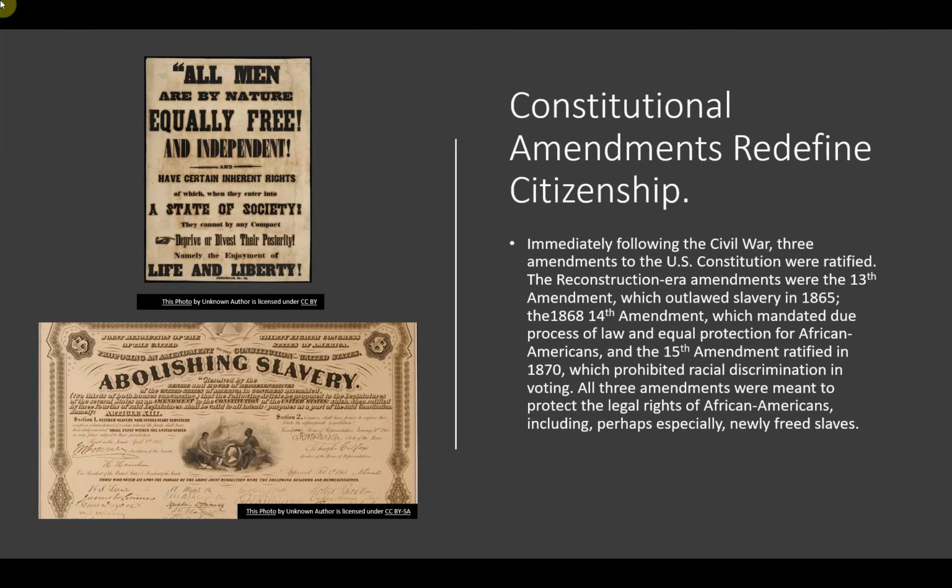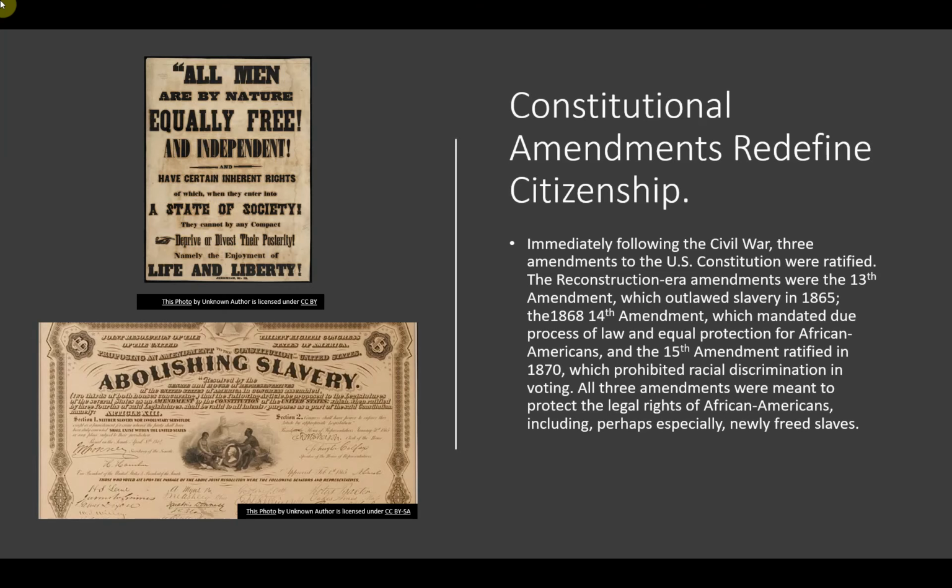Constitutional amendments redefined citizenship. Immediately following the Civil War, 3 amendments to the U.S. Constitution were ratified. The Reconstruction-era amendments were the 13th Amendment, which outlawed slavery in 1865, the same year the war ended, and the 14th Amendment, which came out in 1868, a little bit later, which mandated due process of law and equal protection for African Americans. And finally, the 15th Amendment, which was ratified in 1870, which prohibited racial discrimination in voting.